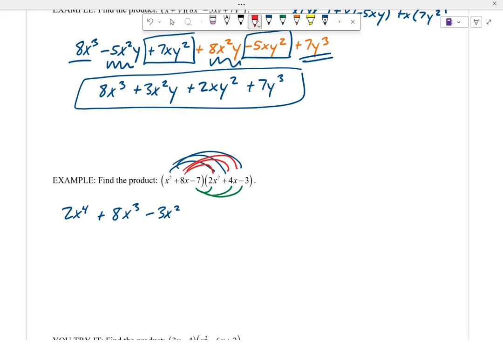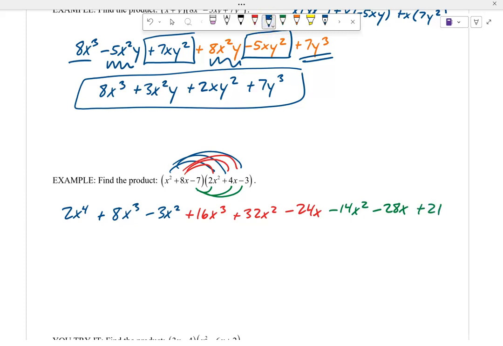Now in red, I'm going to take the 8x through. I got a 16x to the third, I got a 32x squared, I got a minus 24x, and finally with the negative 7 at the end, negative 7 times 2x squared, negative 14x squared, minus 28x, and plus 21.